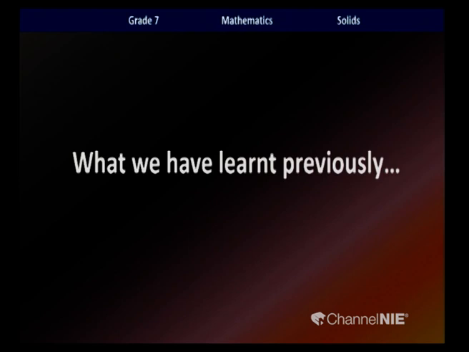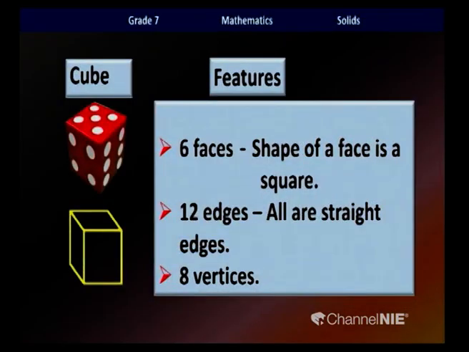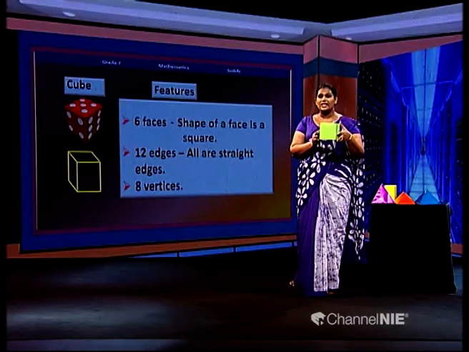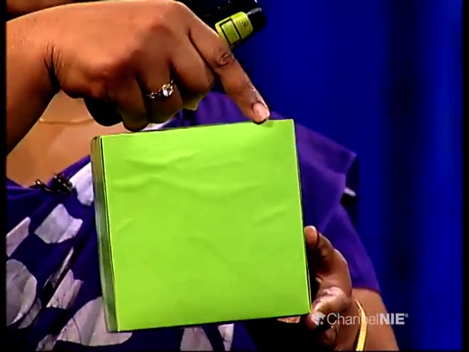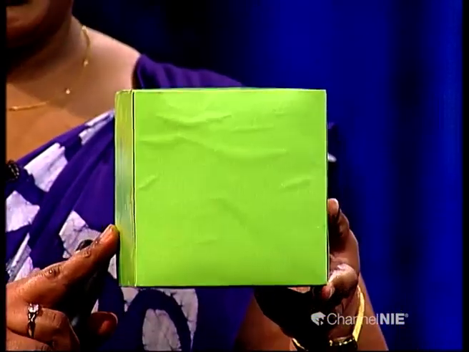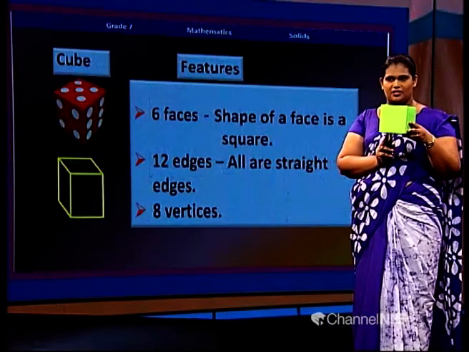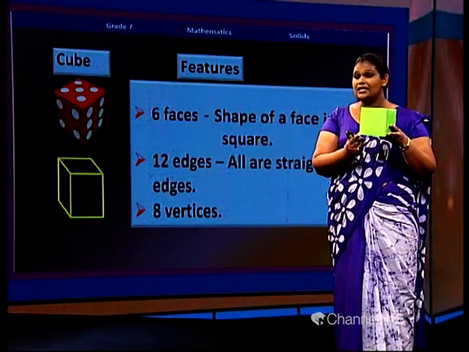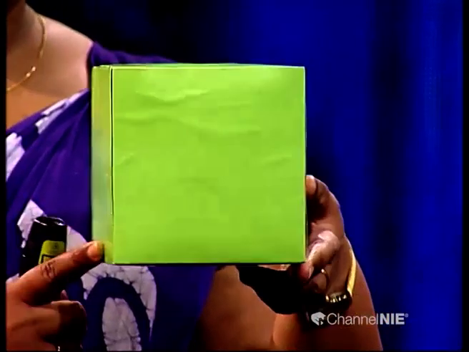What have we learnt in grade 6? We have talked about three types of solids in grade 6. The first one is the cube, and we have discussed the features of cubes. It has 6 faces, 12 edges and 8 vertices. What can you say about the shape of a face of this solid? Here it is square shaped, isn't that so? And all the edges are straight edges.